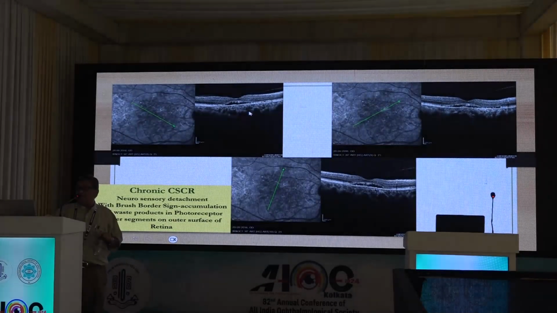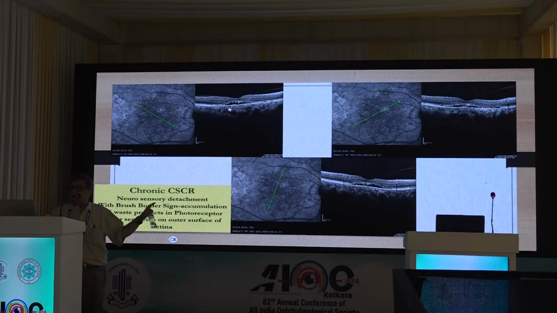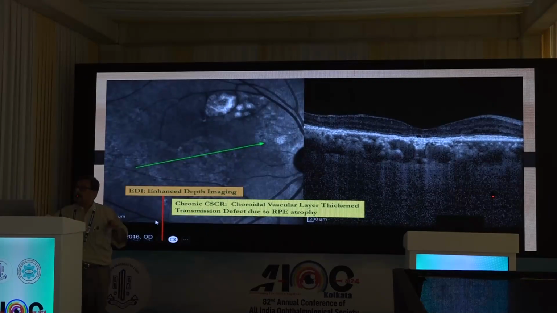This is a chronic CSR. Again, nothing's happening to the RPE. RPE is normal, but there's a little thickening at the level of the photoreceptors. You know, this is called a brush border sign, accumulation of waste products in the photoreceptor outer segments on the outer surface of the retina.